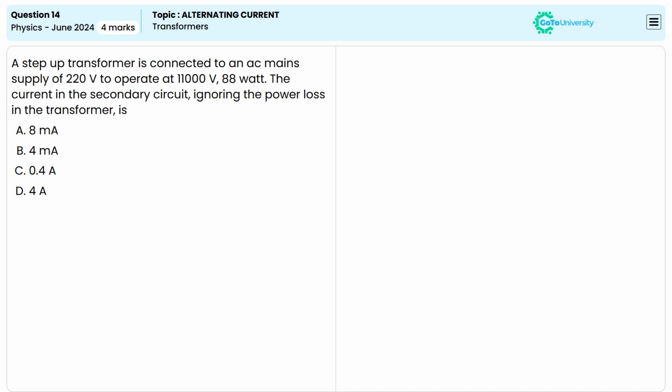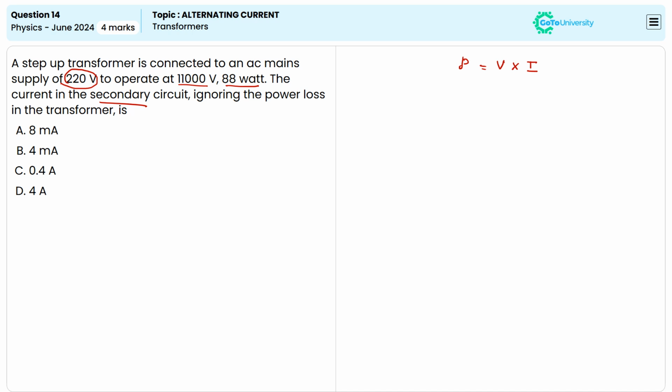What is the value of current in secondary circuit, whereas the transformer is operated with 11,000 volt, which is having 88 watt, and which is connected with the mains of 220 volt. So it's known that power can be calculated using the formula voltage times current. So here the question is regarding the current in a secondary coil.